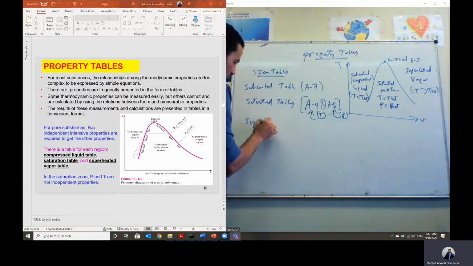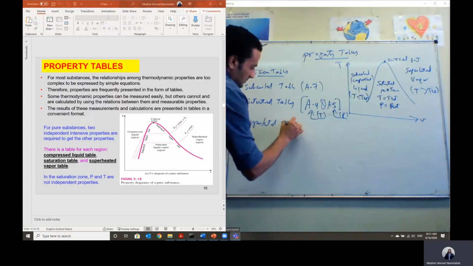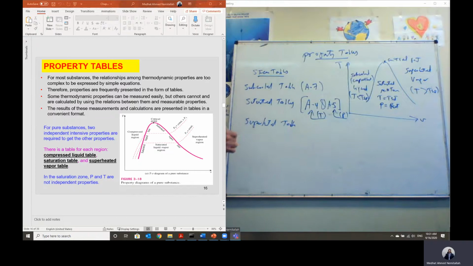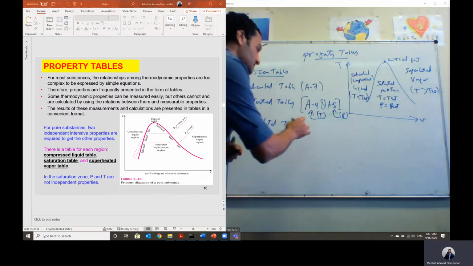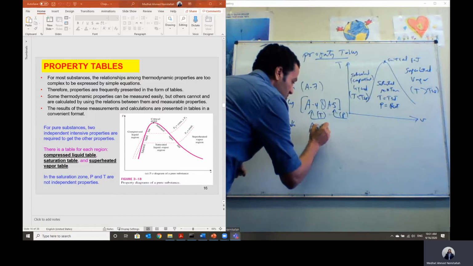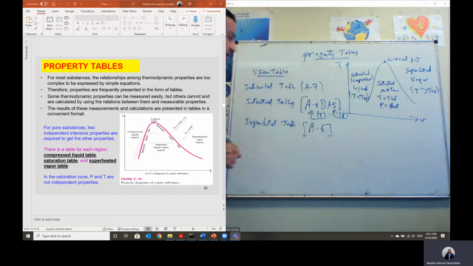Then we have the superheated table. We have one superheated table. If the steam is in the state of superheated steam, then in this case we'll be just using table A6. Okay. Now this is regarding the steam tables for steam power plants for electrical power generation. This is the common application for this case.